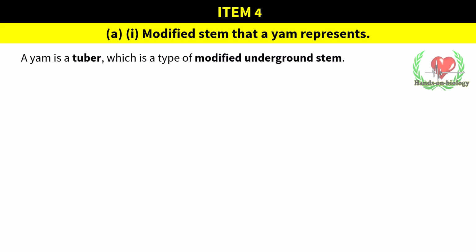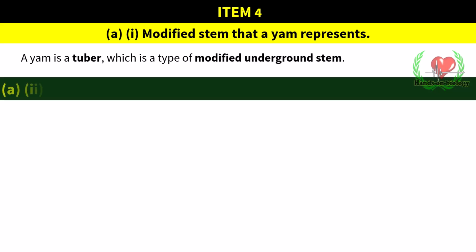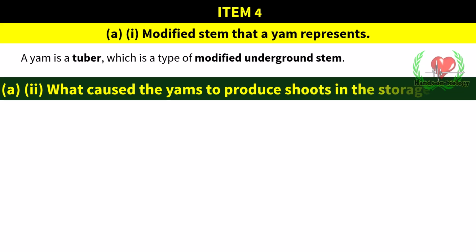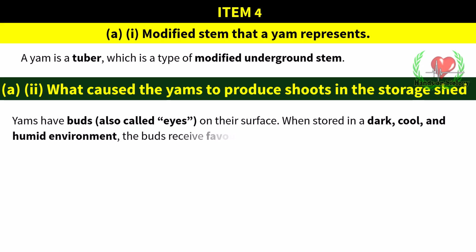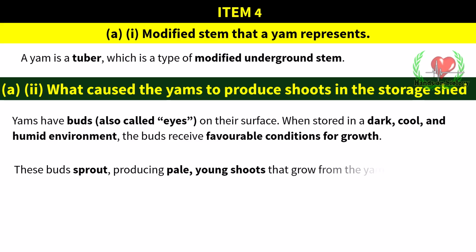What caused the yams to produce shoots in the storage shed? Yams have buds, also called eyes, on their surface. When stored in a dark, cool, and humid environment, the buds receive favorable conditions for growth. These buds sprout, producing pale young shoots that grow from the yam surface. This process is a type of vegetative growth, or vegetative propagation.